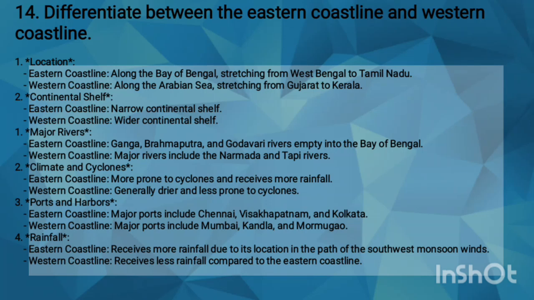In contrast, the western coastline of India, also known as the Konkan coast, lies along the Arabian Sea and stretches from Gujarat to Kerala. The coastline has a wider continental shelf and is marked by several ports and harbors, including the busy ports of Mumbai and Kandla. The western coastline is generally drier and less prone to cyclones than the eastern coastline.